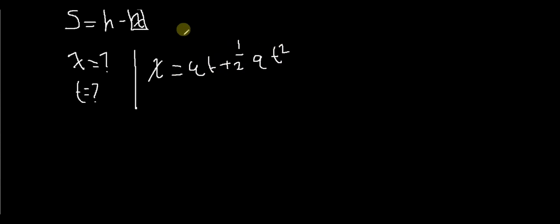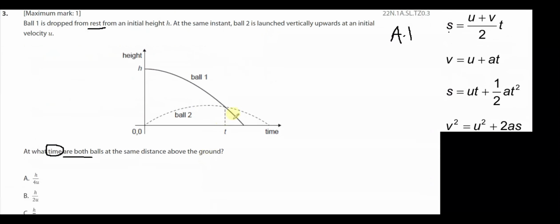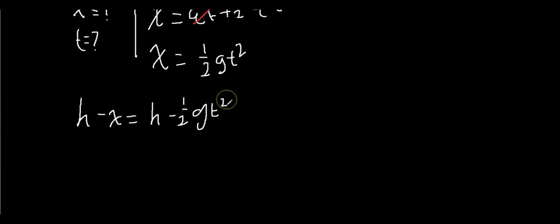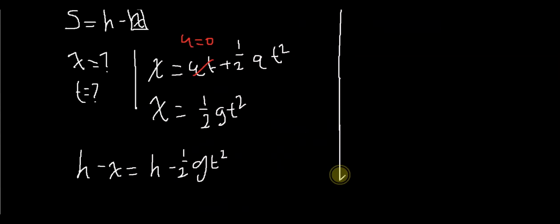Now, of course, because we know that u is equal to 0, this whole term will equate to 0. So we can write that x is equal to 1 over 2 gt squared. So that means the displacement, since it's h minus x, would be equal to h minus half of gt squared. So now we need to deal with the second ball.